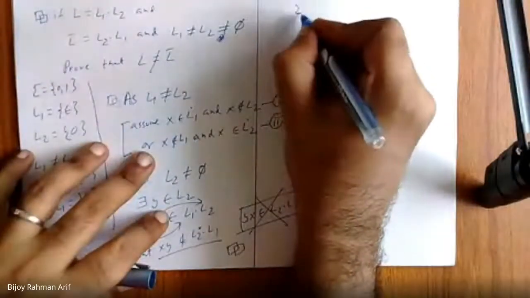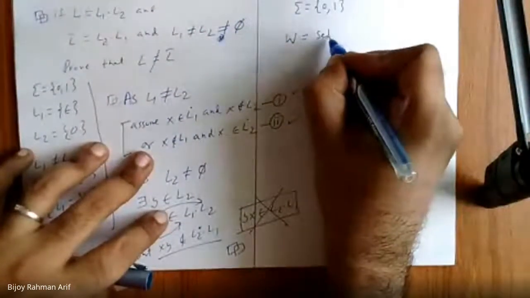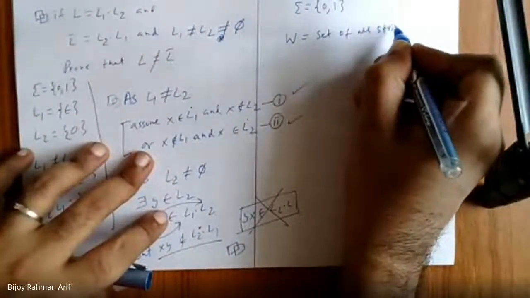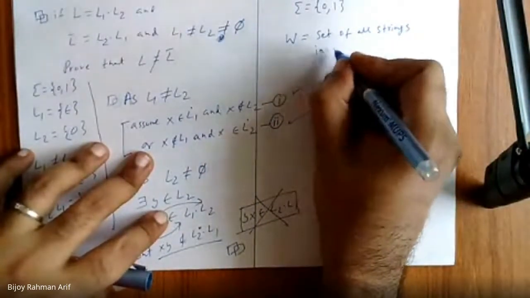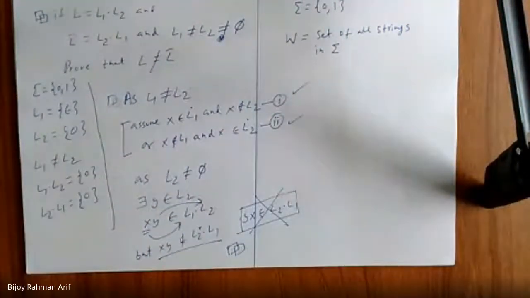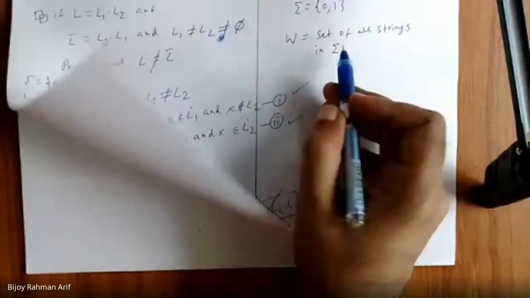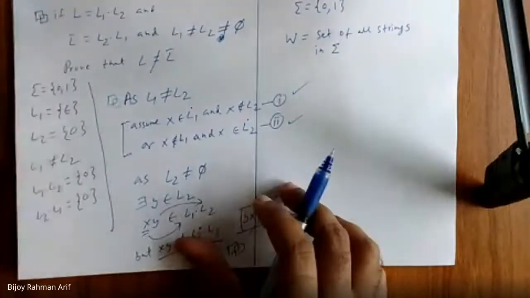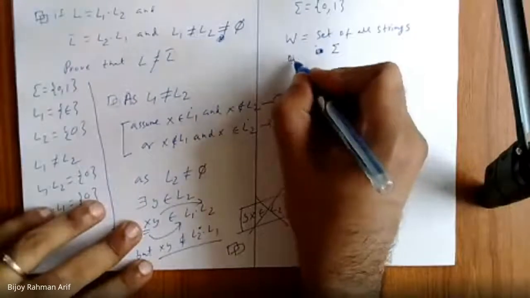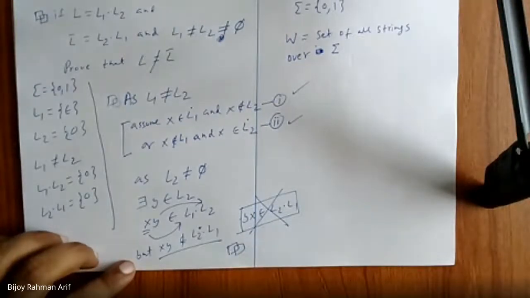Now, what is W? It is the set of all strings. How can we find out this set? Capital W is nothing but the set of all strings over the alphabet. So how can you find all the strings? How can you generate all the strings?